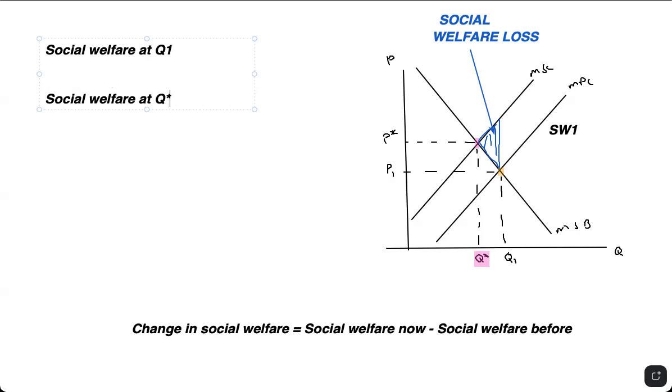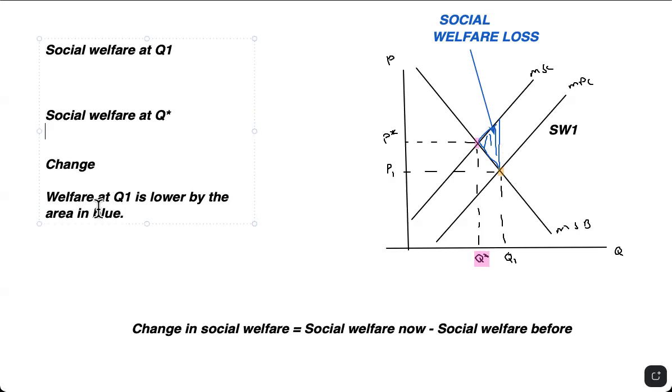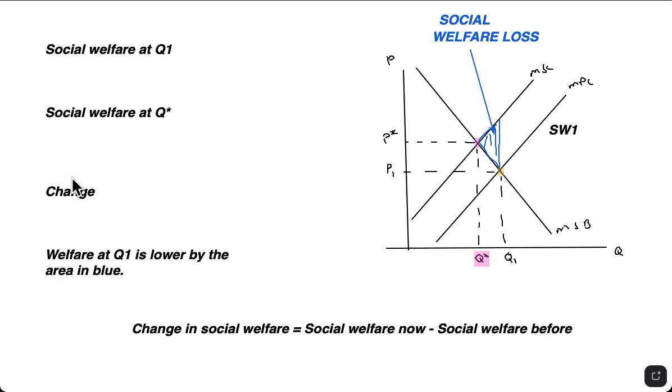And if you do this and you work out the change in social welfare, you will notice that welfare at Q1 is lower by the area in blue. In other words, you've experienced a welfare loss to society of this area. So we can work this out to do it. And then if I have time, I will show you the fast way to work this out, but I'm just going to give you that without much explanation, unfortunately.